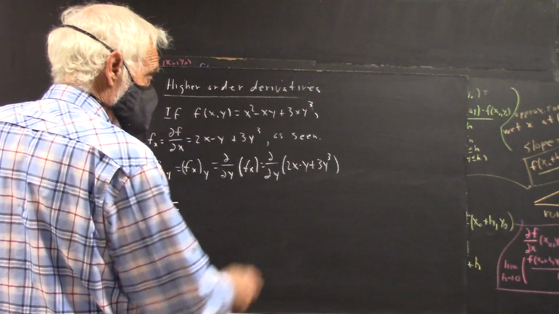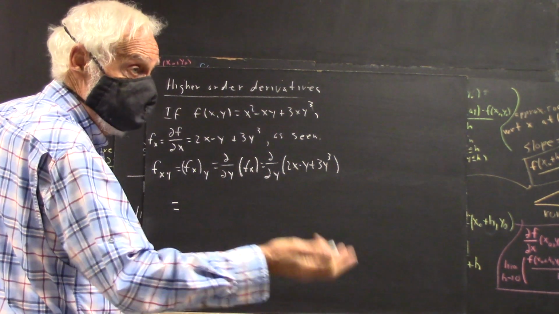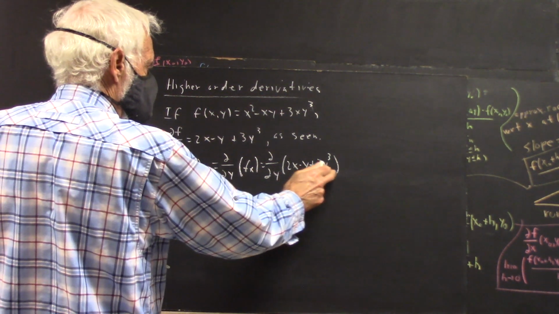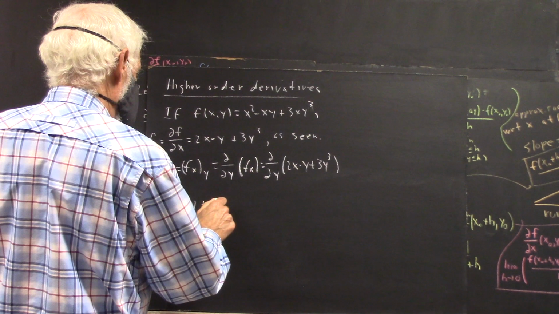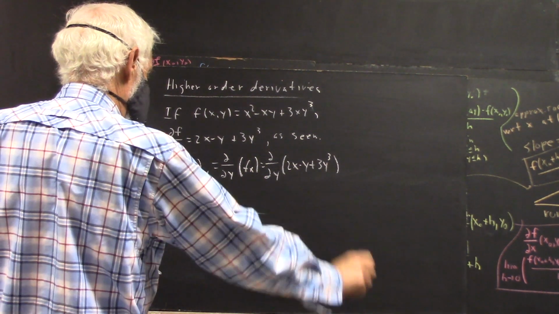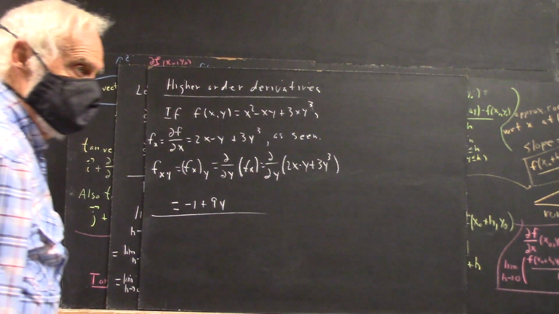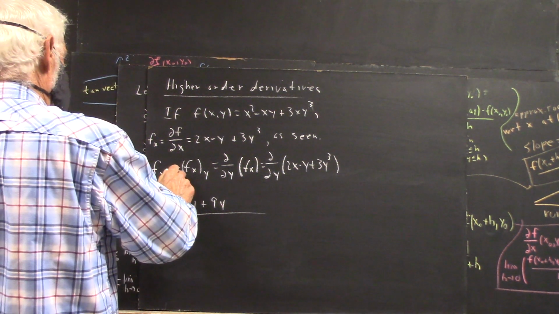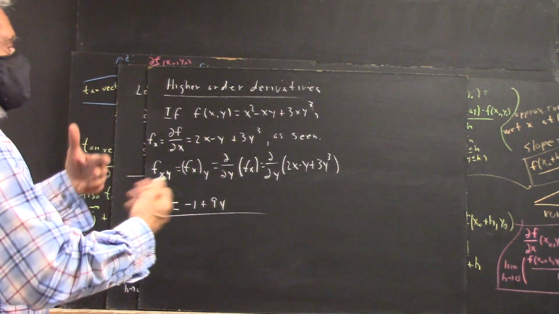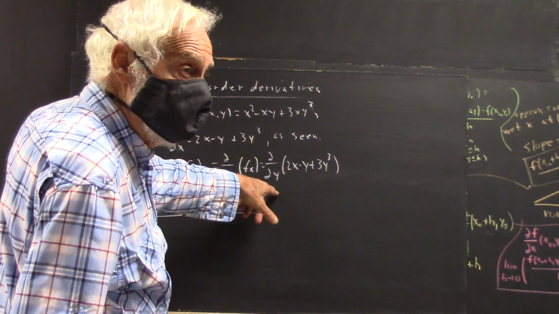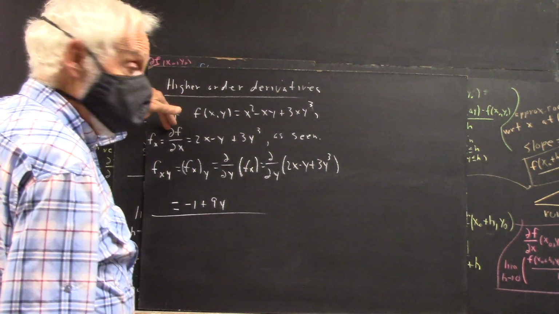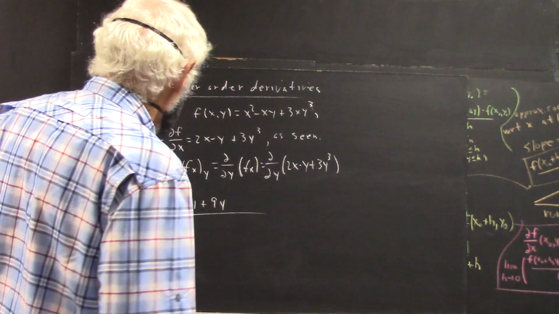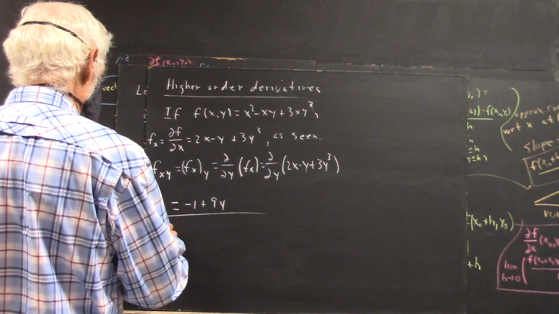You just treat x as a constant, so the derivative of 2x is 0. Derivative of y is 1. Derivative of 3y squared is 9y. It's really simple. Once you get the habit of viewing x as a constant when you're doing the y derivative, and y as a constant when you're doing the x derivative, and as I say, you get used to that very quickly. So let's try this one.